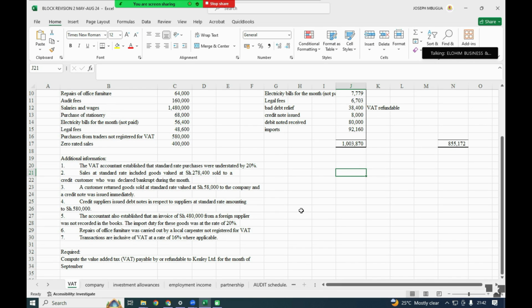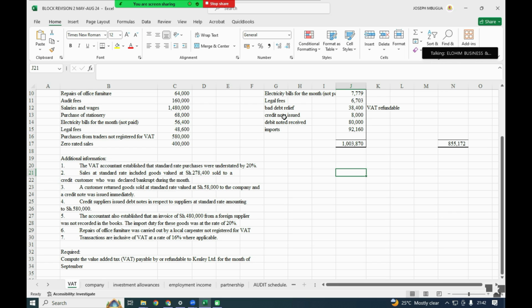But when you look at note number 4, they are saying credit suppliers issued, so they have not talked about the credit note. They have talked about the debit note. It's not the credit note. So they issued a debit note in respect to supplies at standard rate amounting to 580. So that's why there's a distinction between the credit note and the debit note.